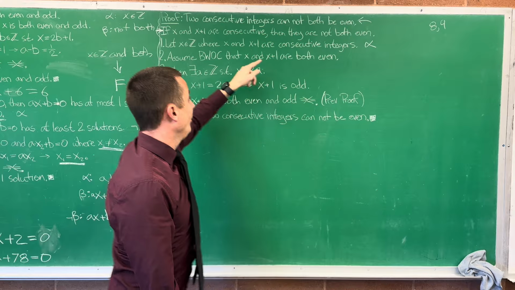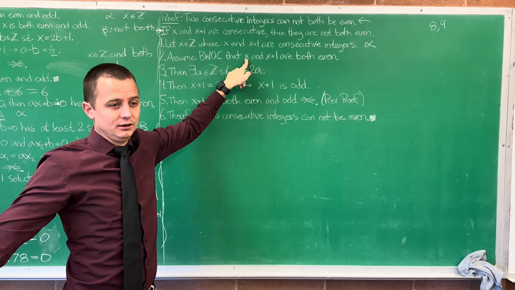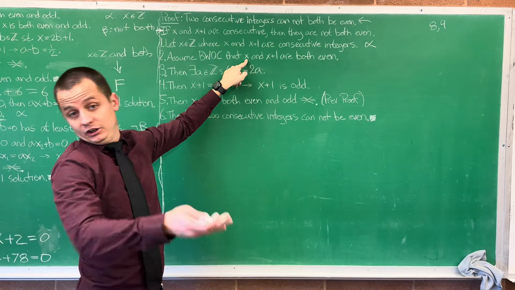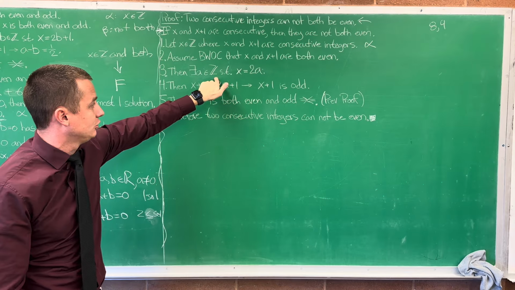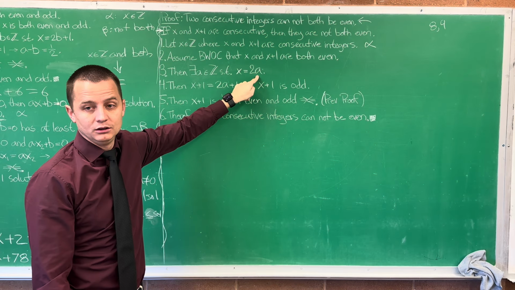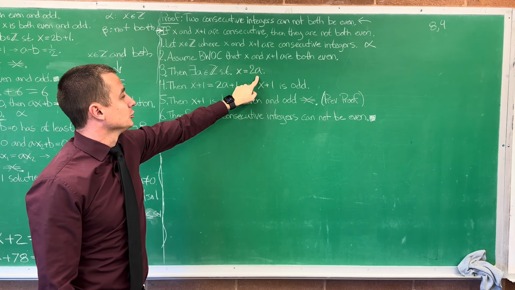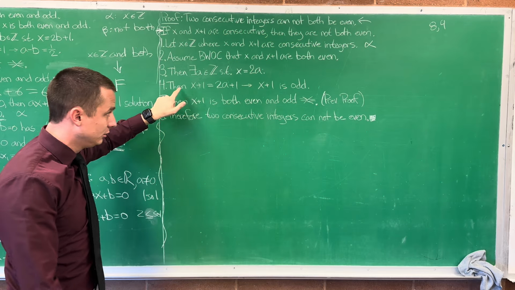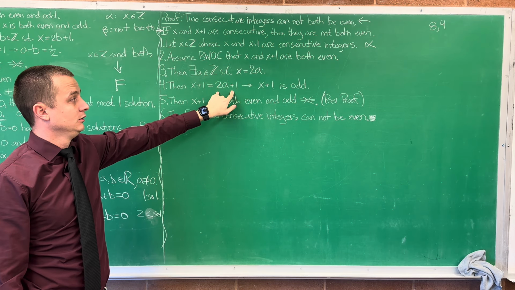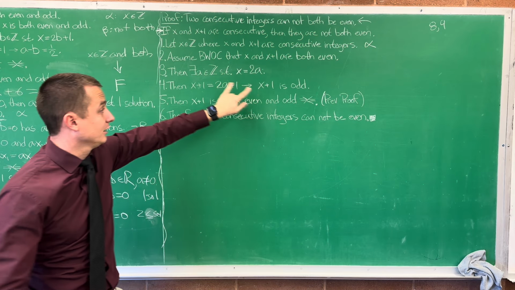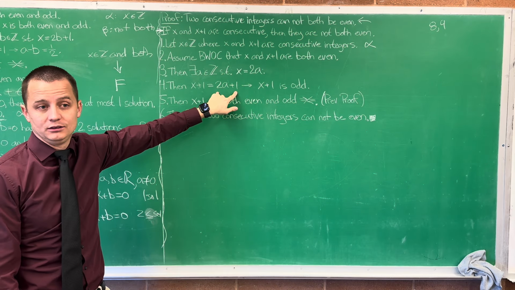Now, if x is even, what does that mean? It can be written as 2 times an integer. So there exists a in the integers such that x is equal to 2a. Well, if x is equal to 2a, what's x plus 1 equal to? Then x plus 1 is 2a plus 1, which means that x plus 1 is odd. That's the exact definition of odd.